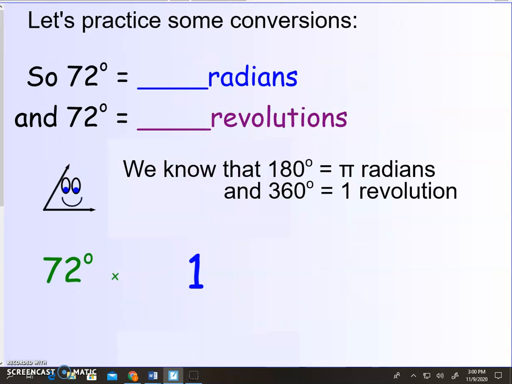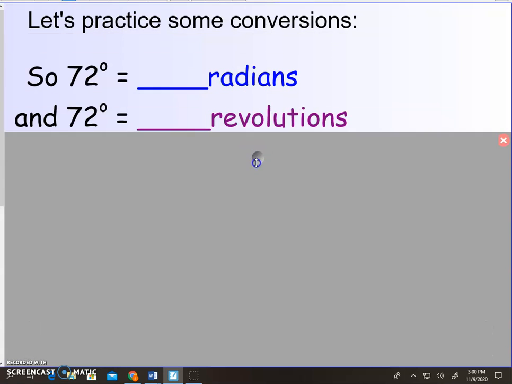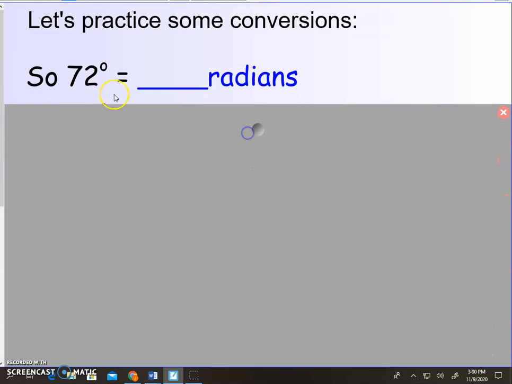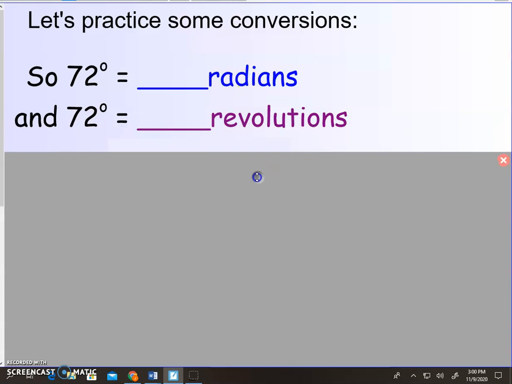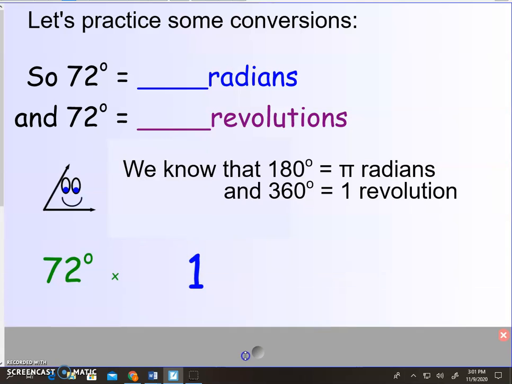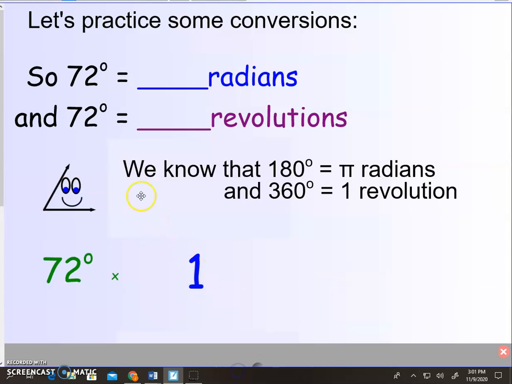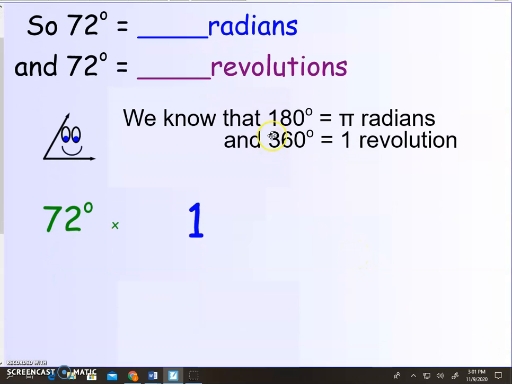So, how do you use this to find some missing measurements? Well, let's do some practice here. I want to take 72 degrees, and I want to convert it into radians. And I want to take 72 degrees, I want to convert it into so many revolutions. How do we do that? Well, I know that 180 degrees is the same as pi radians. Again, 360 is 2 pi r, 180 would be 1 pi r.